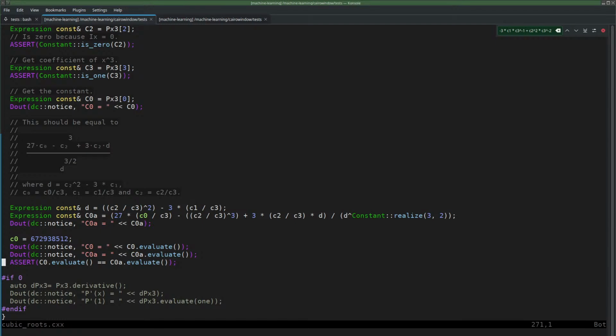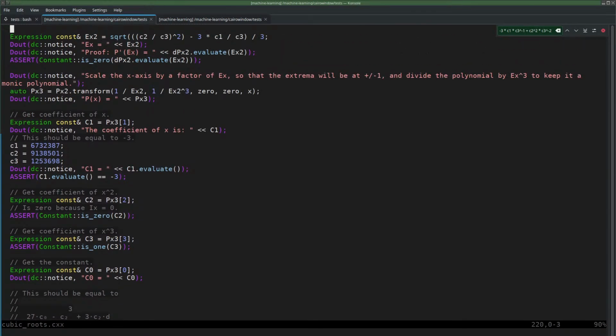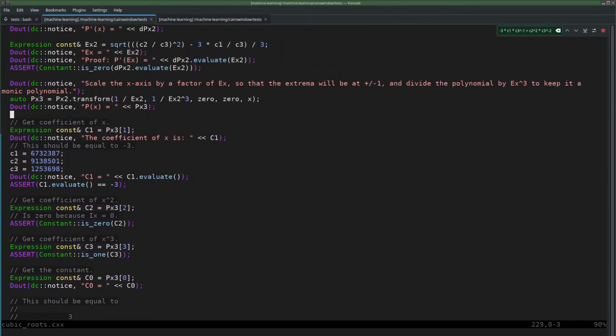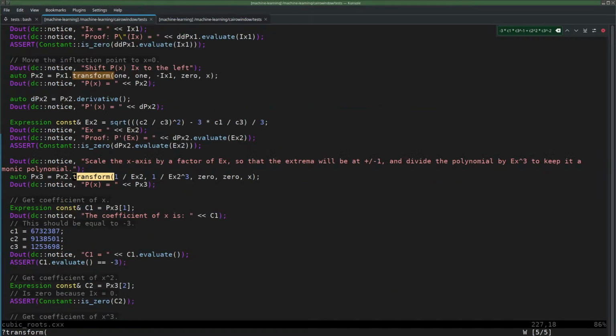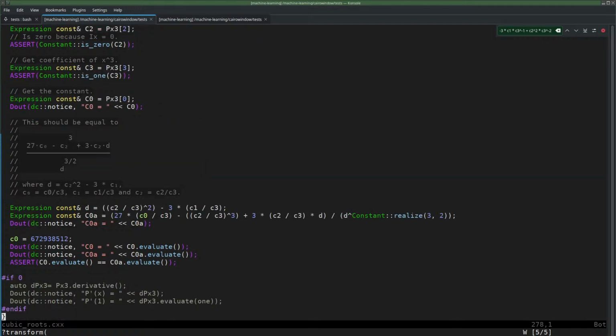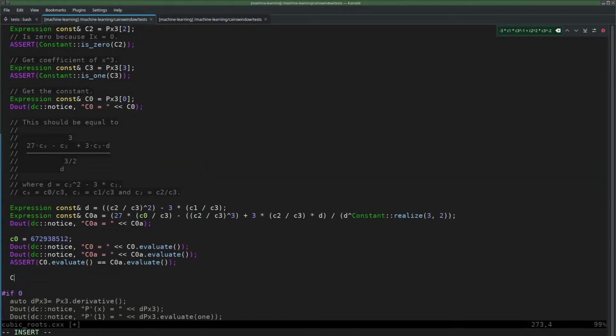Which means that we can replace the cubic that I have, px3, with, that is a cubic, right? Transform returns a cubic. So I can create a new cubic called px4, say. Cubic px4.